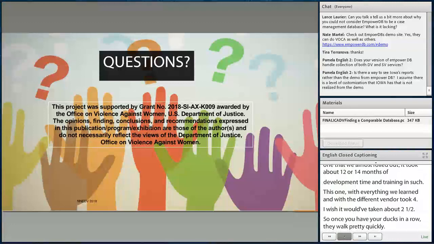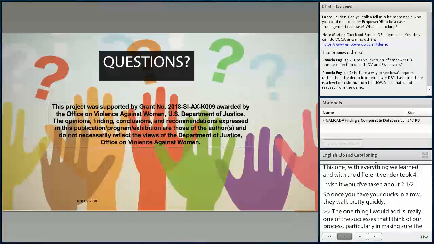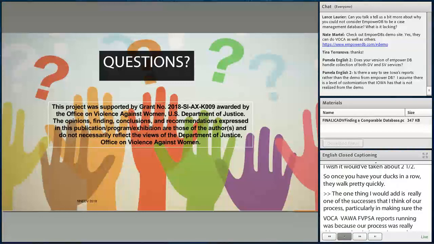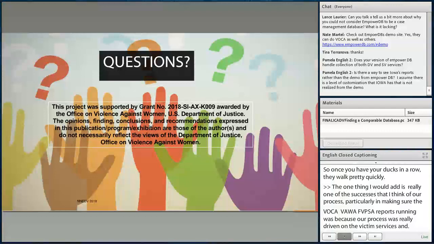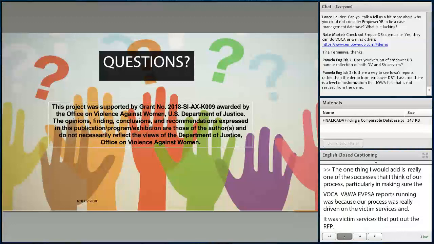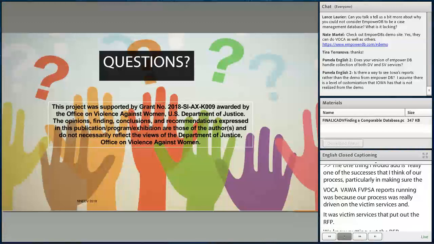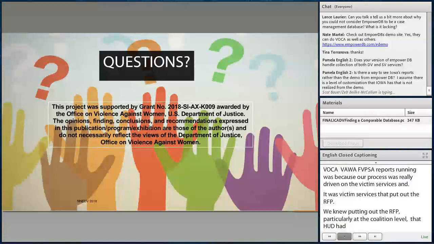Yep. Well, the one thing I was going to add is really one of the successes, I think, of our process, particularly in ensuring that the VOCA, VAWA, DV, SA, homicide, and trafficking reports were in there, was because our process was really driven on the victim services end. It was victim services that put out the RFP, and we knew that putting out the RFP, particularly at the coalition level, HUD had to be a part of that. That ESG and the CoC APR were essential to that, but it was mostly driven by the DV end.